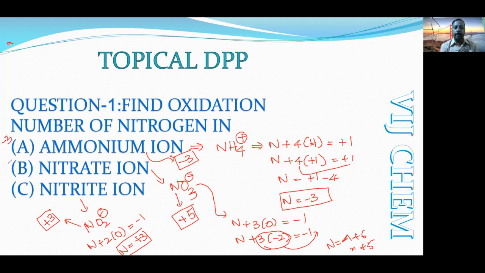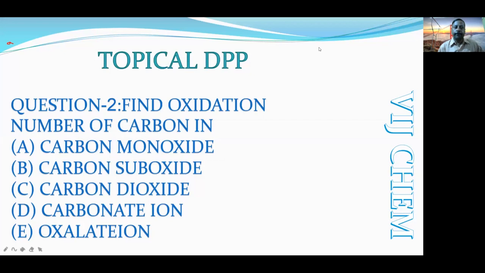Okay, so again I am writing it here. The nitrogen oxidation numbers are -3, +5 and +3. These are the answers. With this you can say nitrogen can show a wide variety of oxidation states. It can stay as low as -3, and it can go as high as +5. Okay, make a note of it. We are going for the next question.